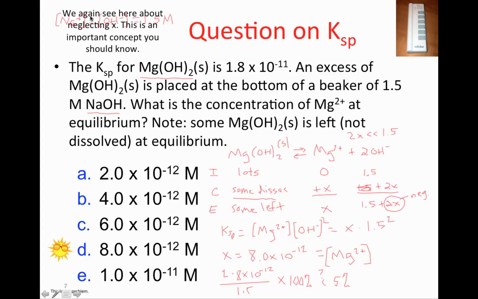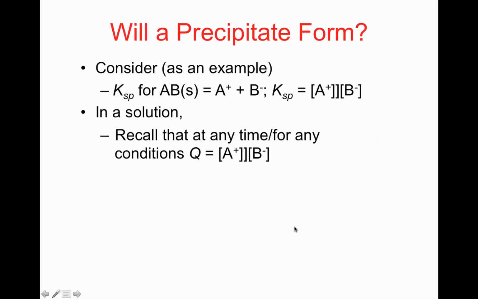So what do we see? We again see here about neglecting x. This is an important concept you should know. Absolutely, it's mathematically justified. It's a great convenience in solving many of these problems, and you should definitely know how to approach problems this way. Sometimes, if you don't neglect x, there's just no easy way to solve these. I don't want to belabor the point, but if you were to take this and put it in here, all of a sudden you've got a quadratic, and then you multiply that by x, and you've got a cubic, something that's hard to solve mathematically.